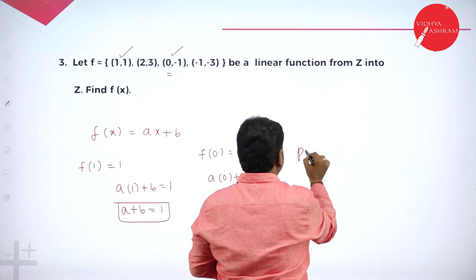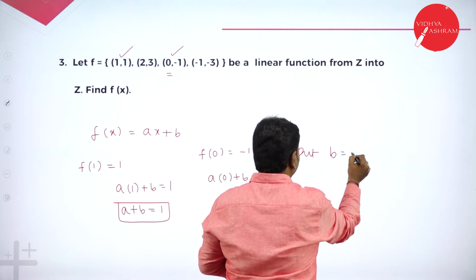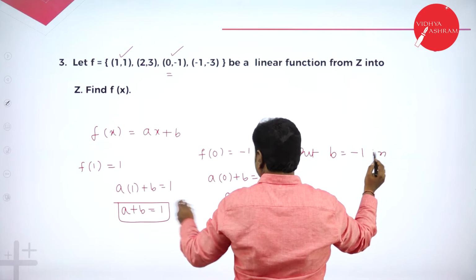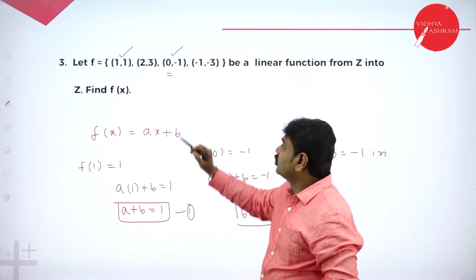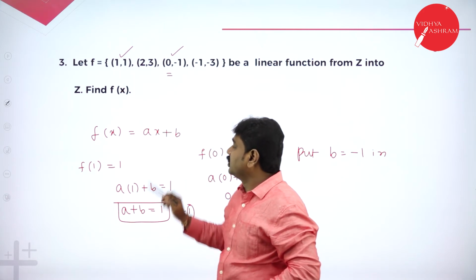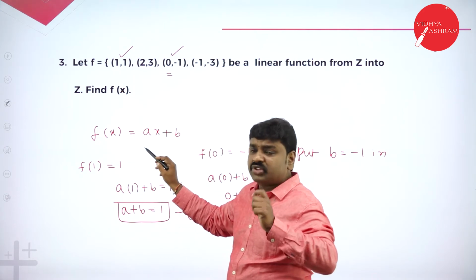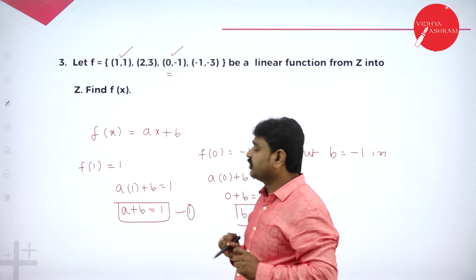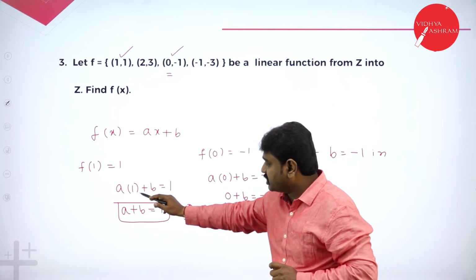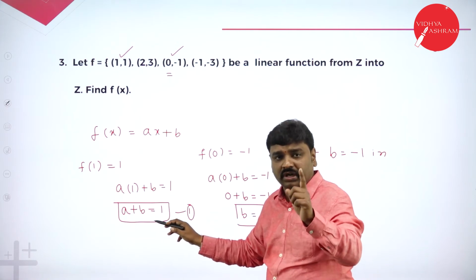Now put b is equal to minus 1 in equation 1. How did I write equation 1? We read this: f of 1 is 1. F of 1 means in the place of x put 1, so a into 1 plus b is 1. A plus b is 1. Call it equation 1.